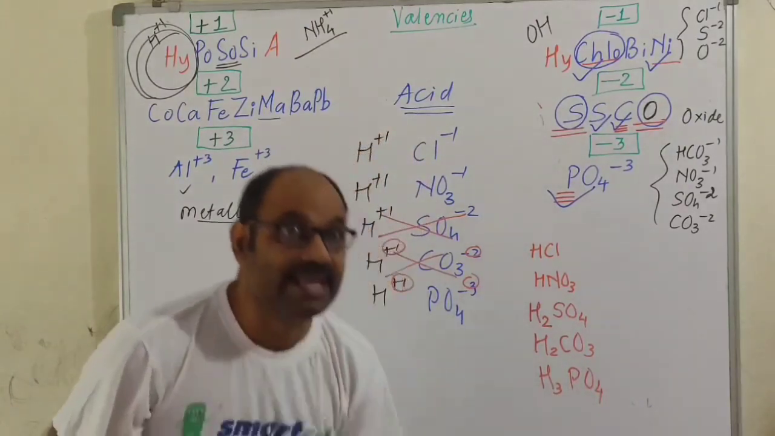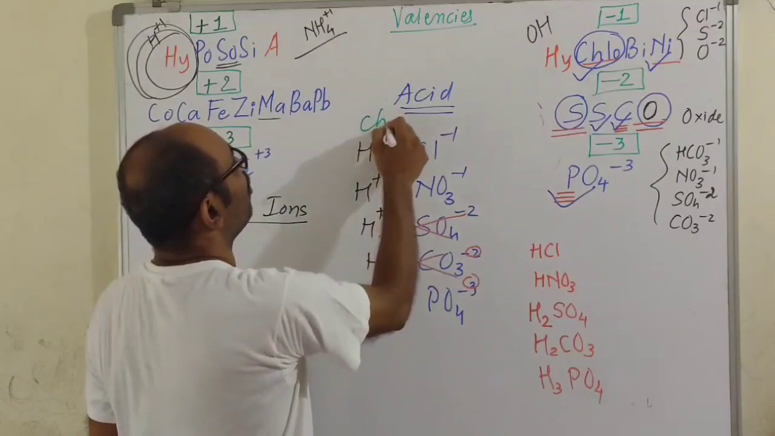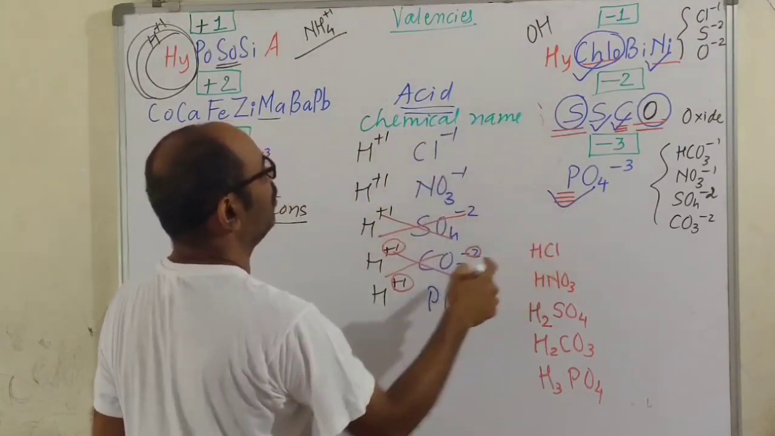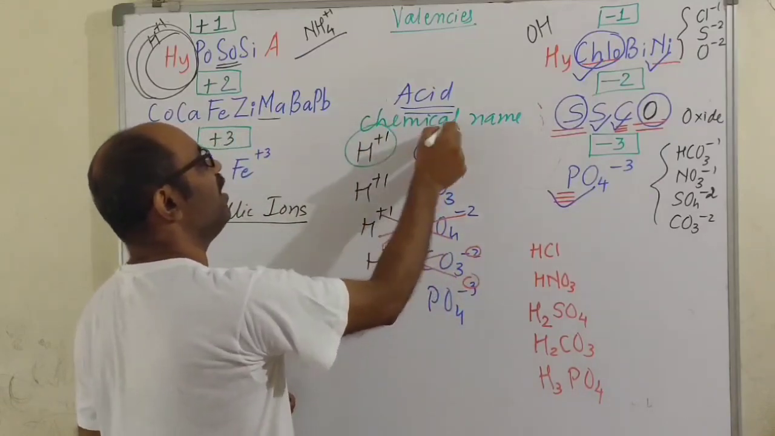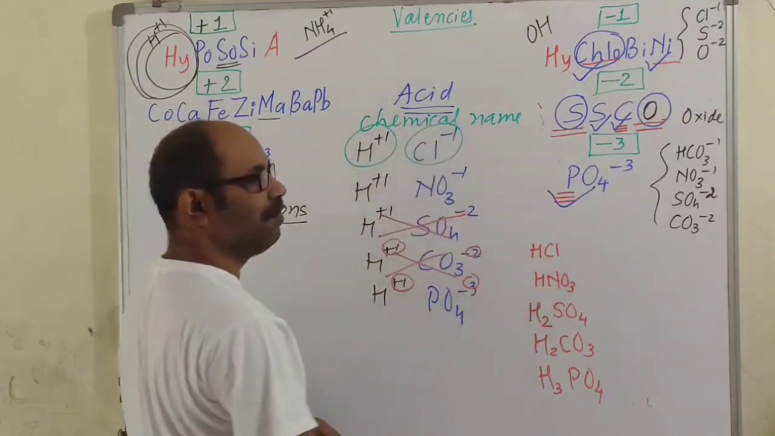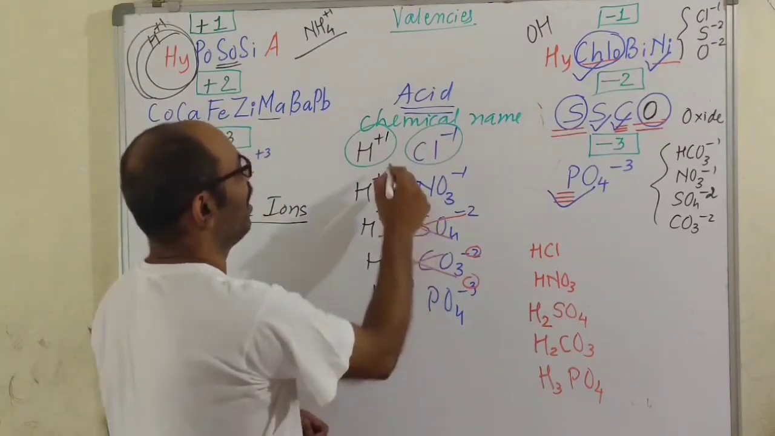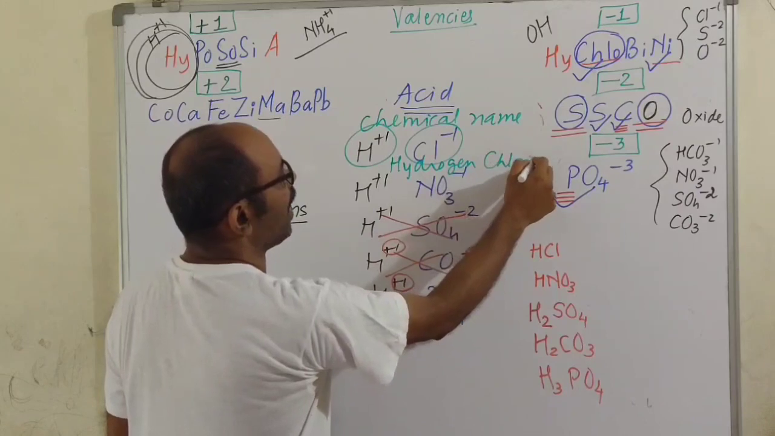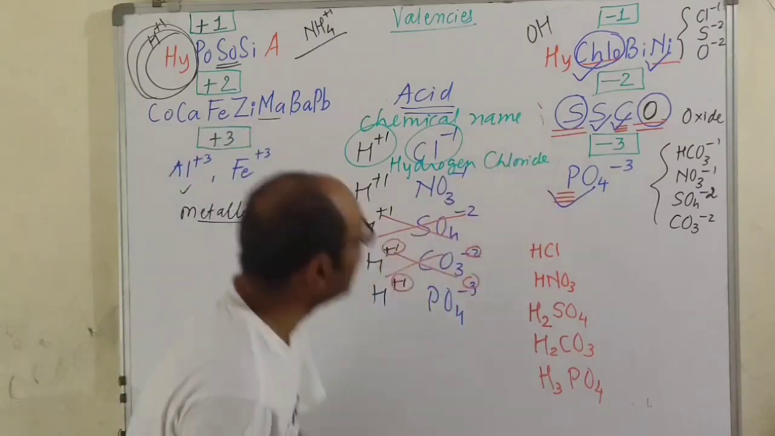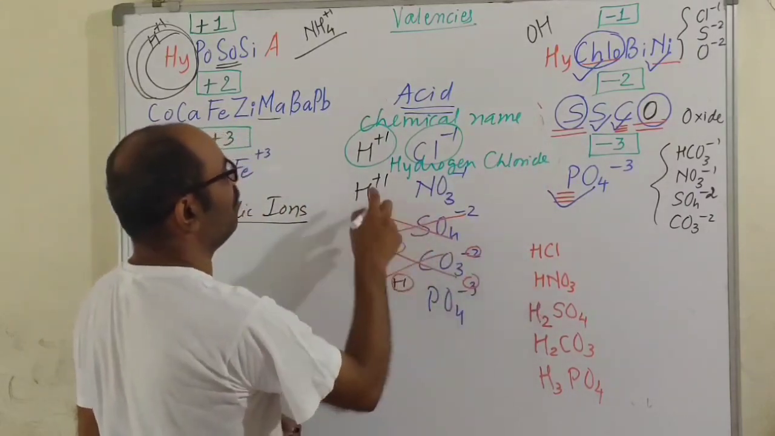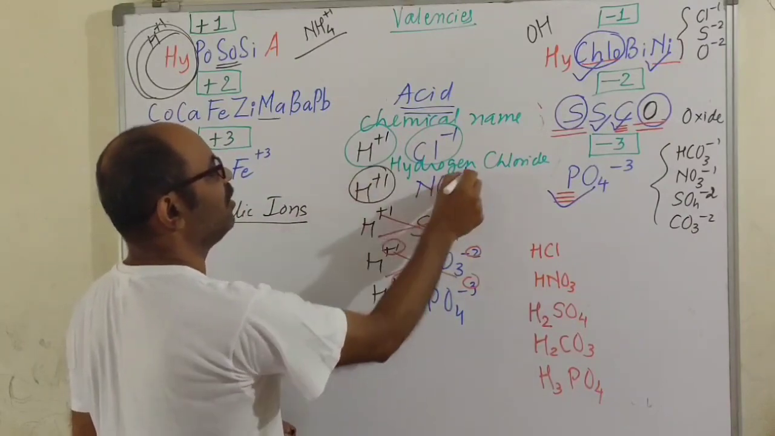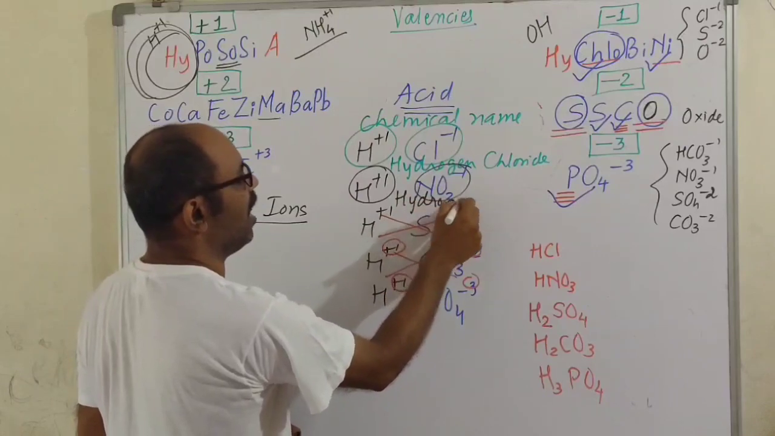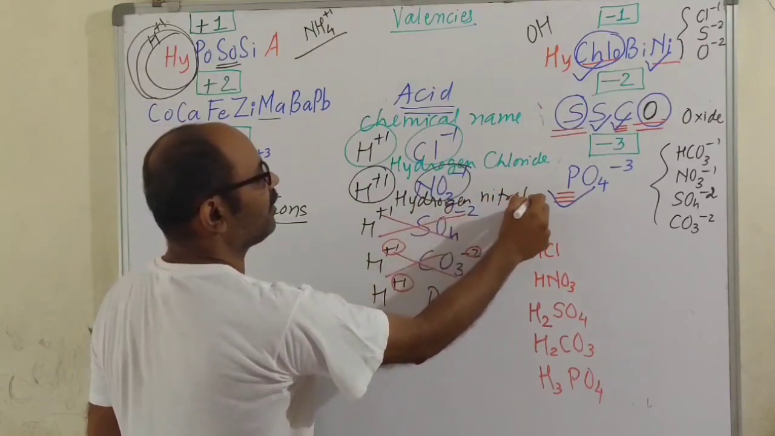अब इसका chemical name. I'll talk about chemical name. What is the chemical name of this compound? ये हाइड्रोजन है, ये क्लोराइड है. So name of this compound is hydrogen chloride. I'll write here hydrogen chloride. Okay? चलिए, what is the chemical name of this second formula? H for hydrogen, NO3 nitrate. So the name of this is hydrogen nitrate.